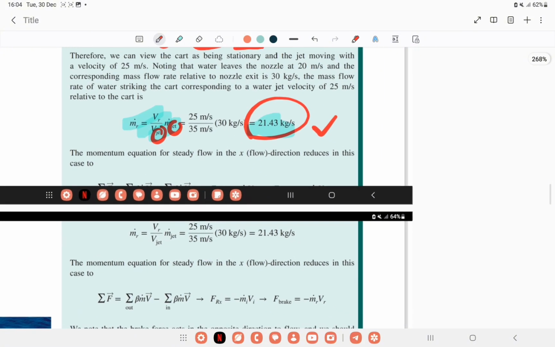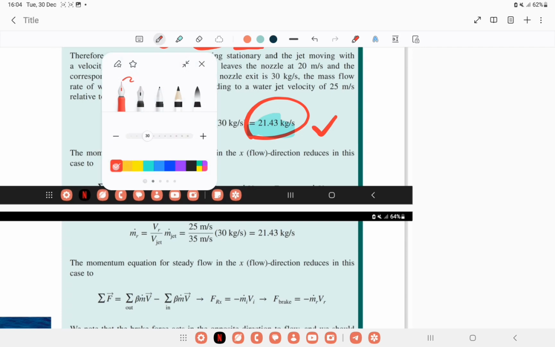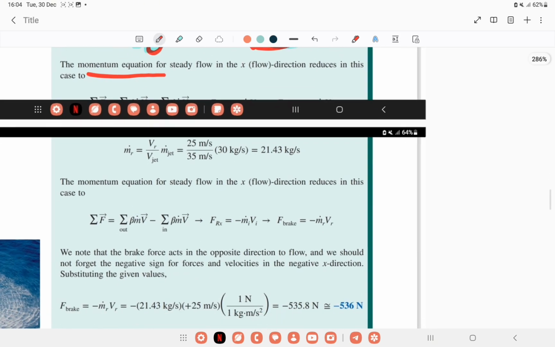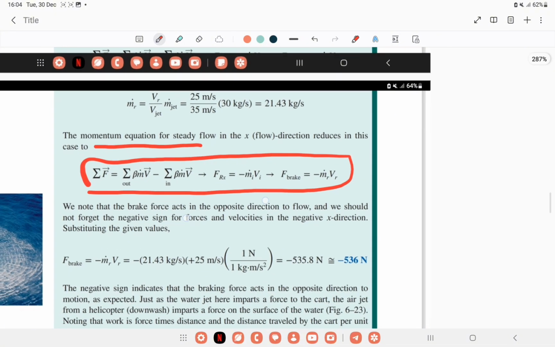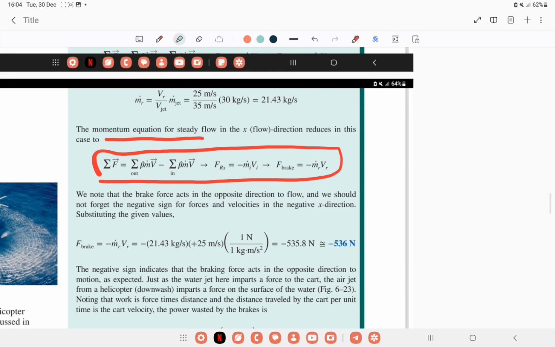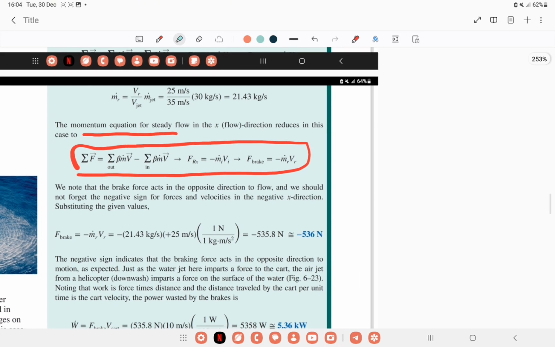And then we apply the linear momentum equation in the horizontal direction. The momentum equation is: the sum of external forces acting on the control volume is equal to the mass flow rate multiplied by the outlet velocity minus the inlet velocity. After striking the cart, the water has zero horizontal velocity, therefore the outlet velocity is zero. So the only horizontal force acting on the cart is the braking force, which acts opposite to the direction of motion.